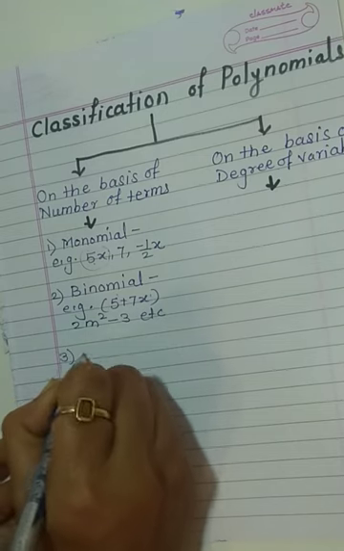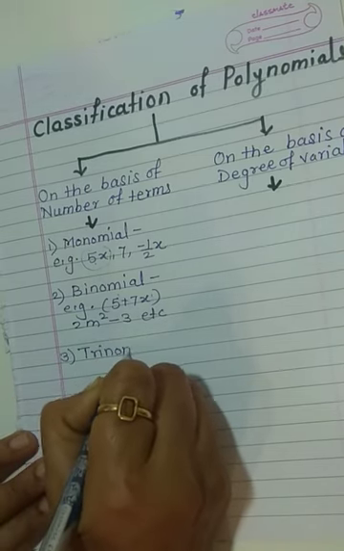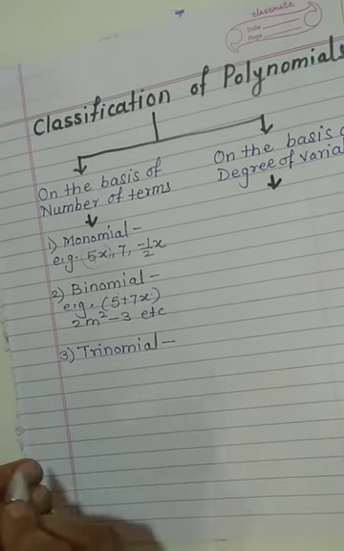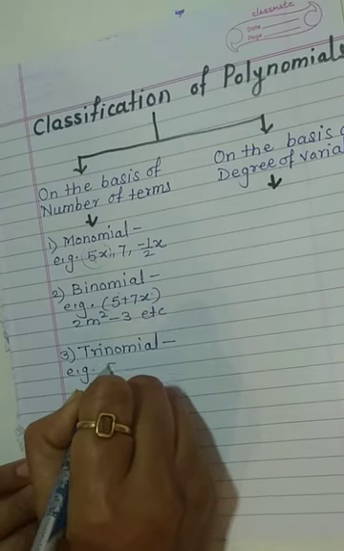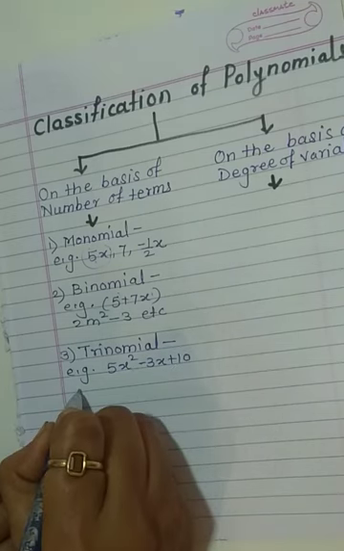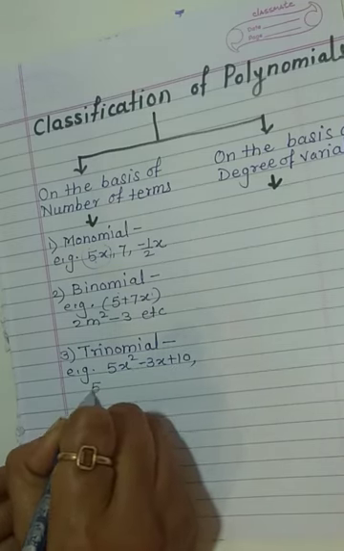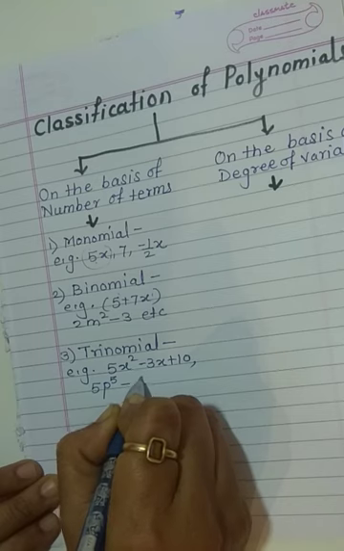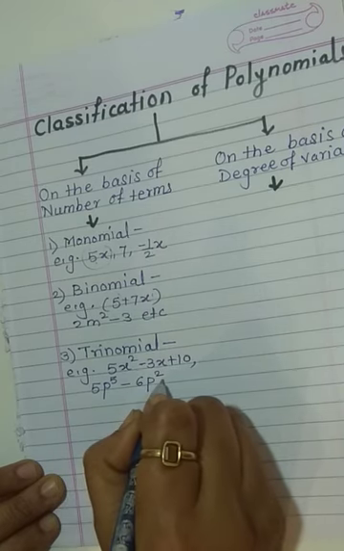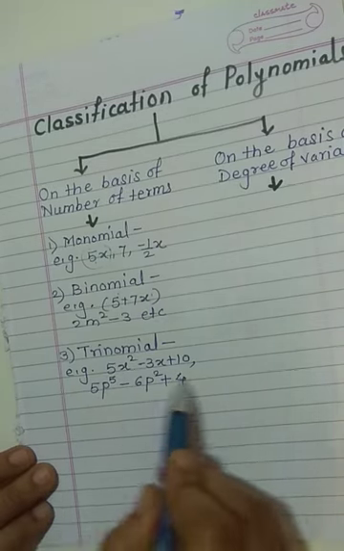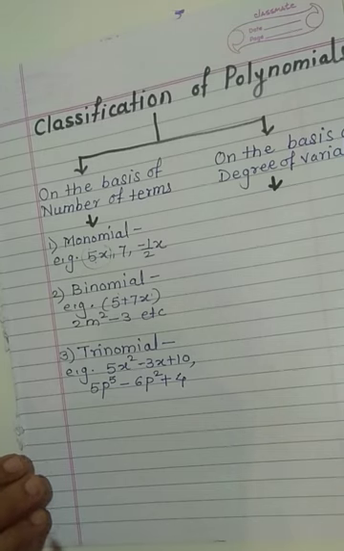Now third type is trinomial. A polynomial containing three non-zero terms is called trinomial. Examples are 5x square minus 3x plus 10, or next is 5p raised to 5 minus 6p square plus 4, like this. Now this is also a polynomial in three terms, so it is known as the trinomial.